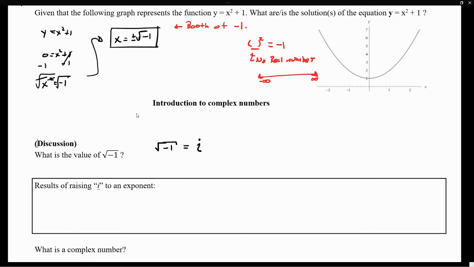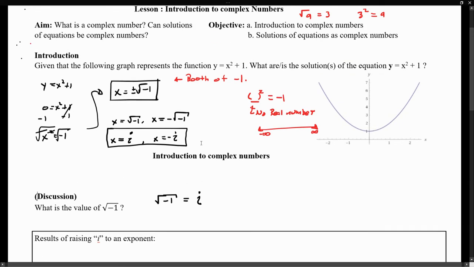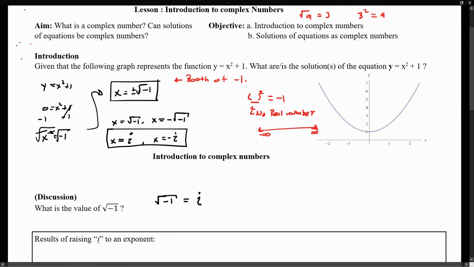So therefore, if we come back to this equation, now we have two solutions: x equals the square root of negative 1 and x equals the negative square root of negative 1. So we still have both of our solutions, which are positive i and negative i. Notice that we have not violated the fundamental theorem of algebra, because we got two solutions. If we come back to our introduction problem, we definitely have two solutions, i and negative i. But those solutions are not real. They're what we call imaginary numbers.